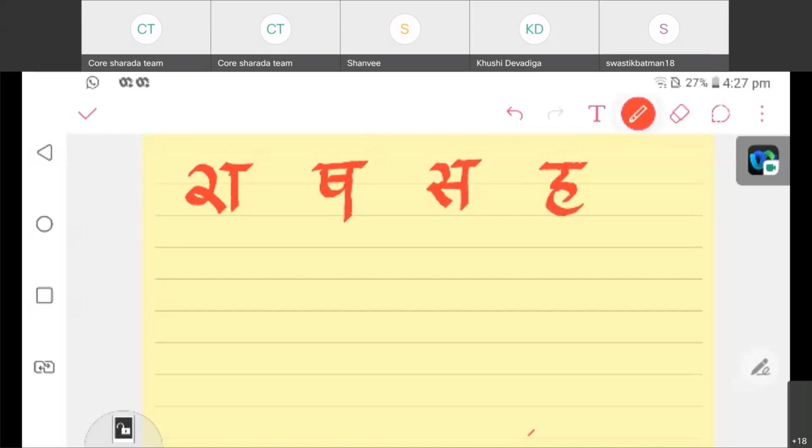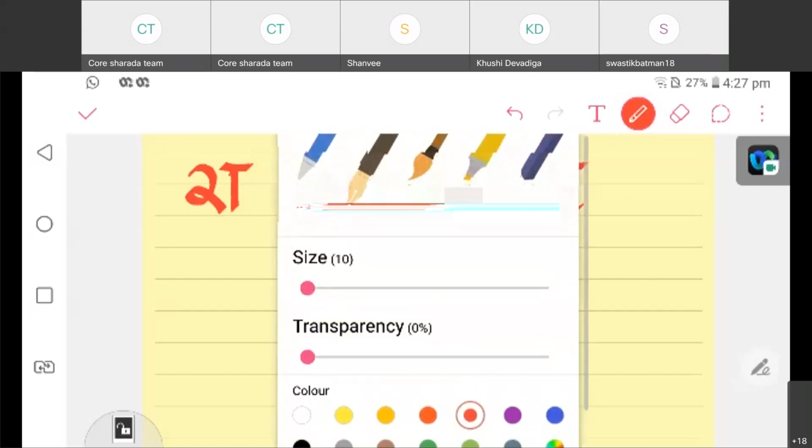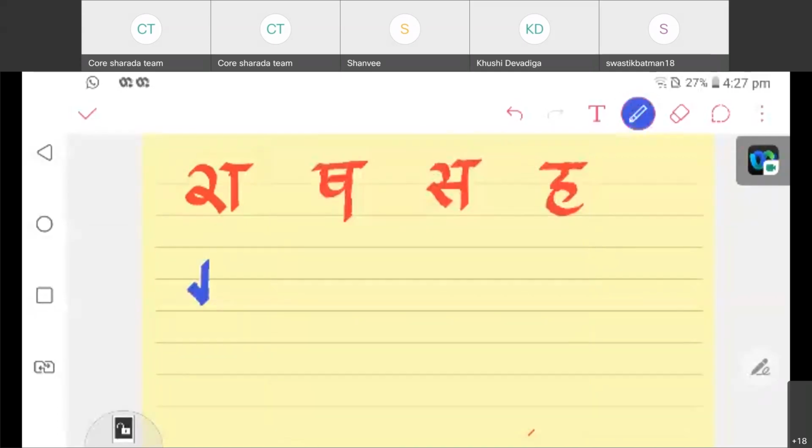So when you're writing it in Sharada, it will be a triangle towards the left here. Then bring it down, and you have a Shiroreka on the top. And for Sa, there is no Shiroreka. Please note the difference. So you can also write Ka below Sha so that they understand the difference.